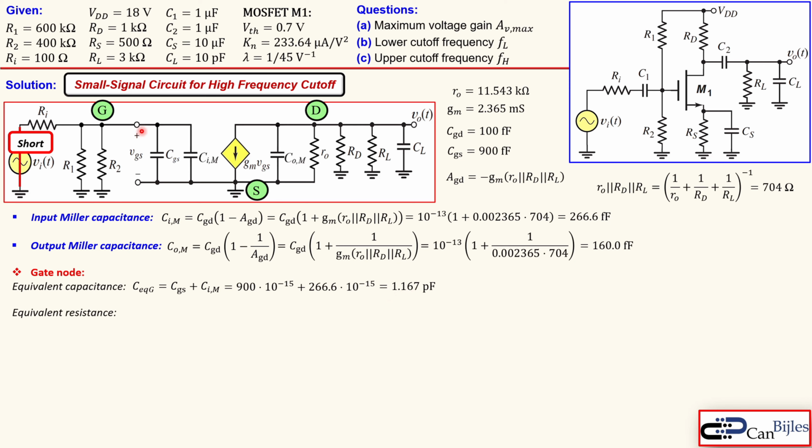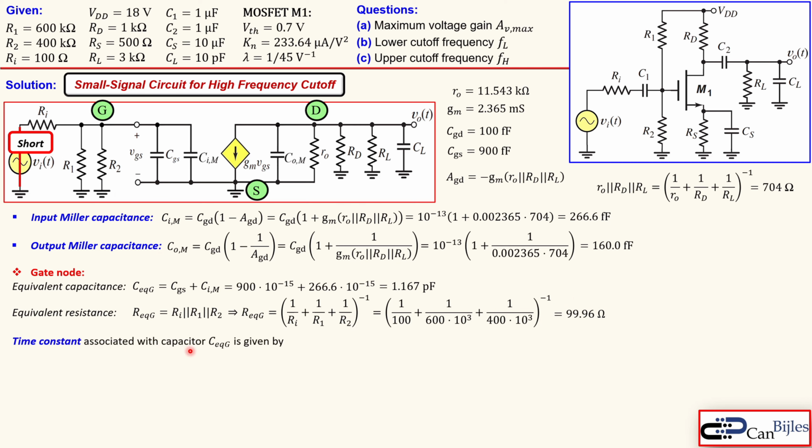Equivalent resistance actually is the impedance or resistance between the two nodes of these capacitors. And that is the RI, R1 and R2 in parallel. That's as shown here. And together that can be calculated like so, and that is then in this case 99.96, almost 100 ohms. So actually this RI is dominating here. The time constant associated with this capacitor is then given by the tau G, which is then the equivalent capacitor at the gate node times the equivalent resistance at the gate node. The product of that one, so the 1.167 picofarads times this 99.96 ohms, will result in 0.1166 nanoseconds.